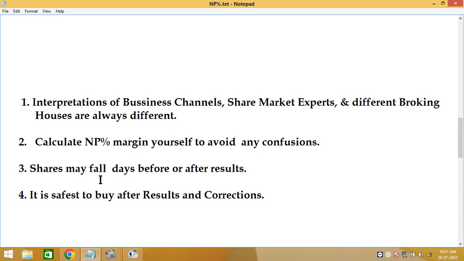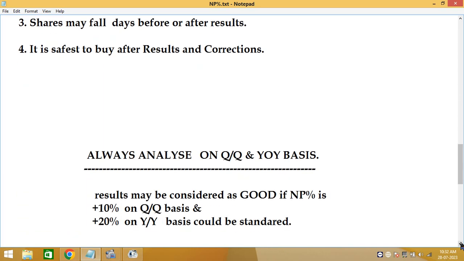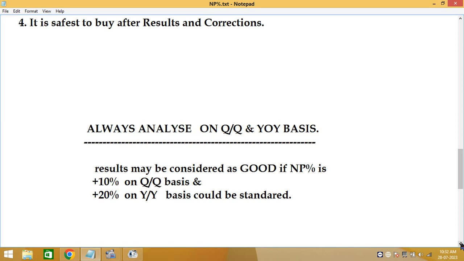Remember, friends, share may fall 1 or 2 days, 3 days before or after the results. Once the event is over, the share is likely to fall. Now, as a standard practice, I just come out of the share 1 day before the results are due. Now, this net profit margin, friends, is always analyzed on quarter to quarter basis or on year to year basis.